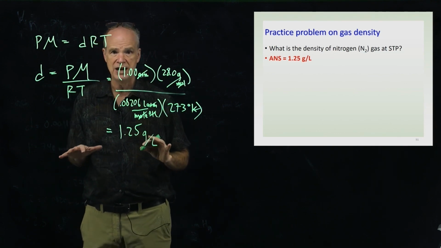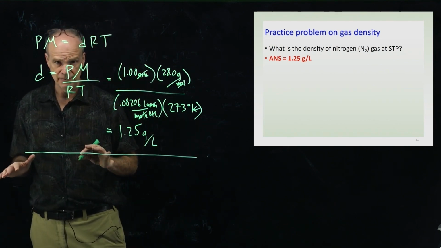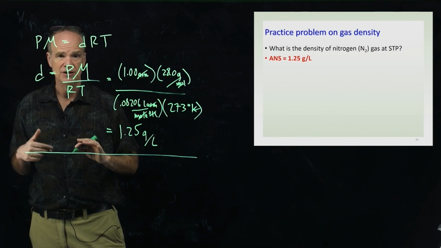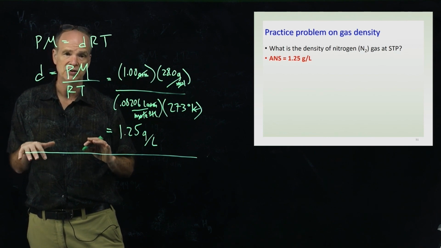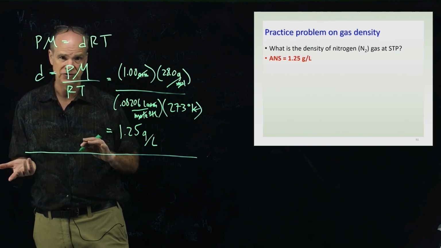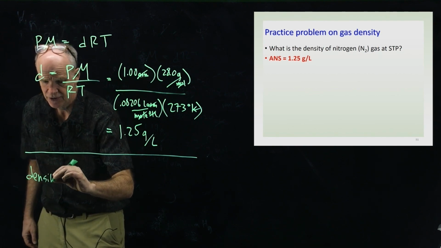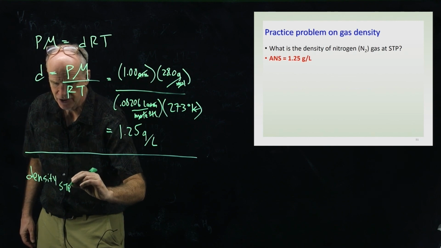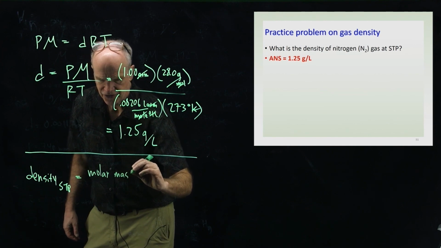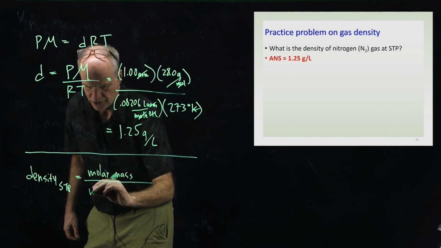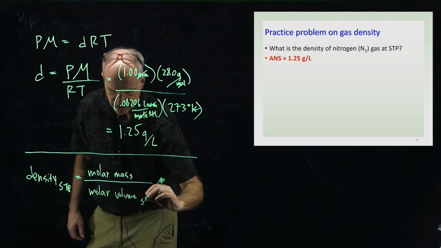Now, let me show you a second way that you can solve the problem, which is kind of interesting. If you can remember this relationship, it only applies at standard temperature and pressure, but it could be useful in quickly solving a problem where you have to find the density of the gas. That relationship is as follows. The density of the gas at standard temperature and pressure is equal to the molar mass of the gas over the molar volume at standard temperature and pressure.